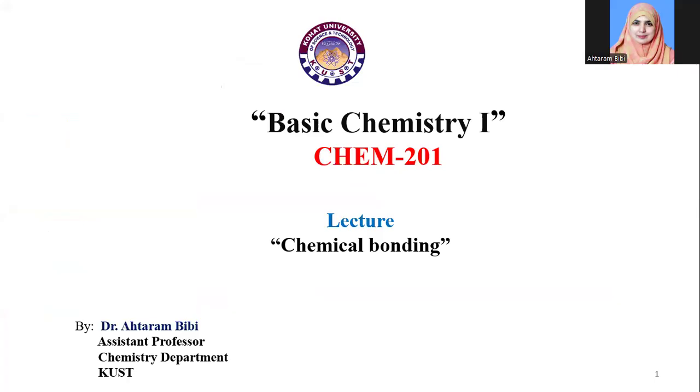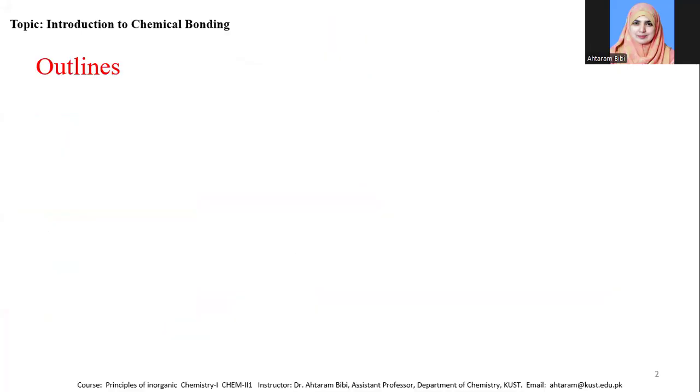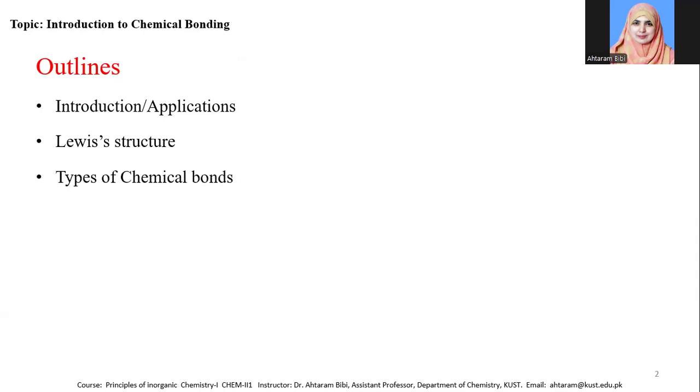Today's lecture is about chemical bonding. Outlines of today's lecture include an introduction to chemical bonding and its application. That is why we want to study the chemical bonds. We will discuss the Lewis structure because the chemical bond depends upon the Lewis structure. In the Lewis structure, we generally see how many valence electrons are present in an atom.